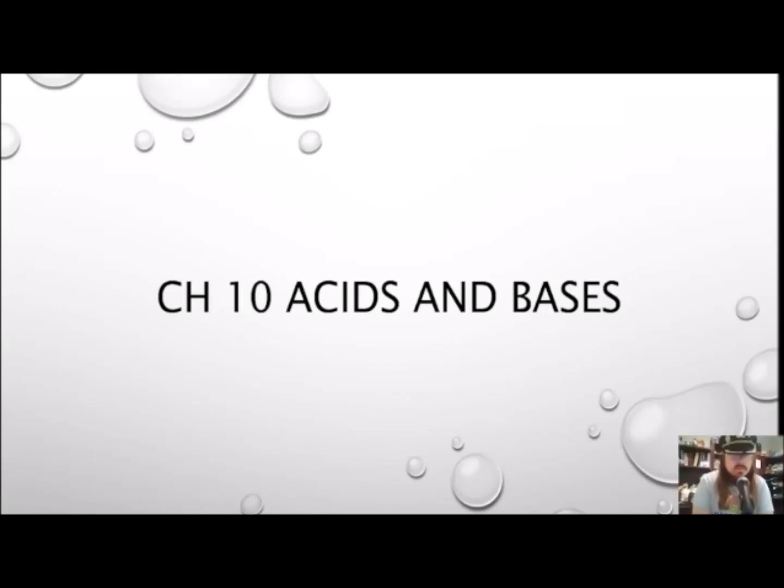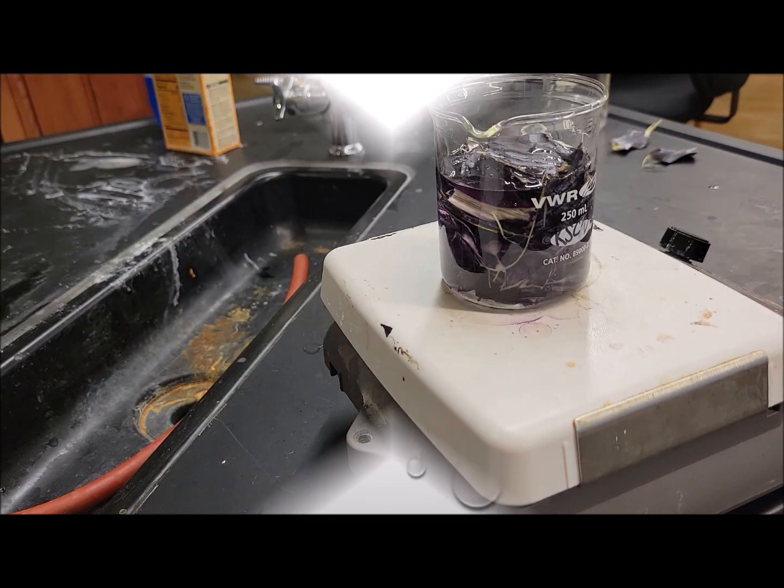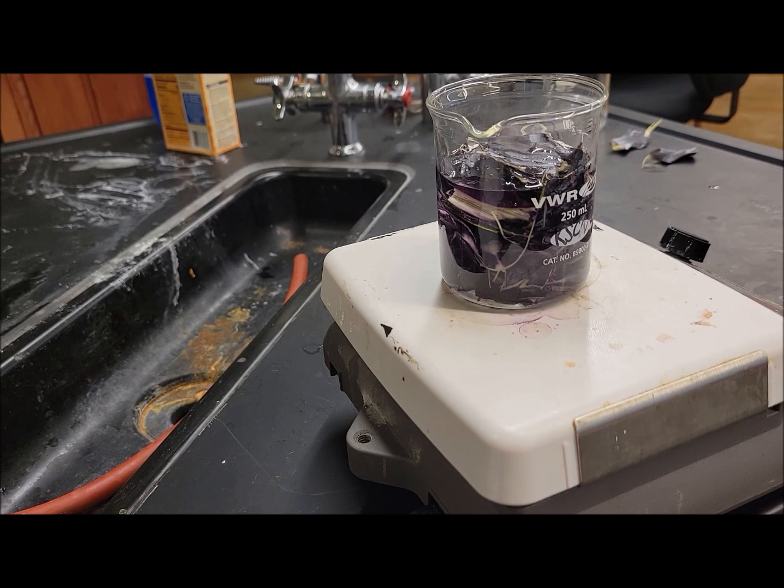Welcome to Chemistry 100. We're going to look at Chapter 10, Acids and Bases. We're going to start with a quick demo showing an acid-base indicator, which is red cabbage. Okay. So for this chapter, we're going to start by doing an acid-base indicator test, where I'm going to show you the acidity that is in our normal breath.